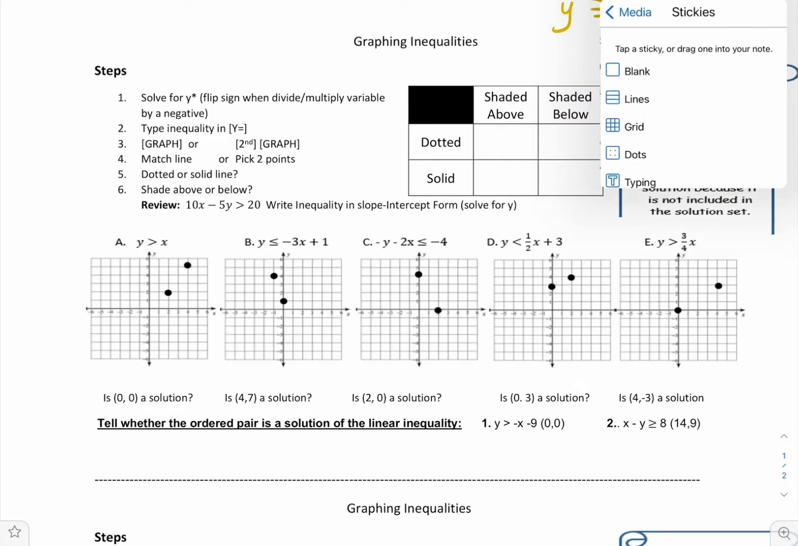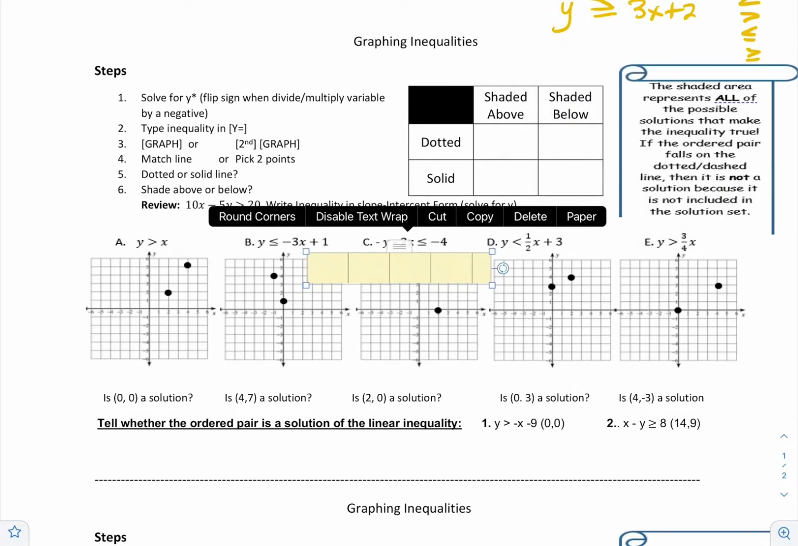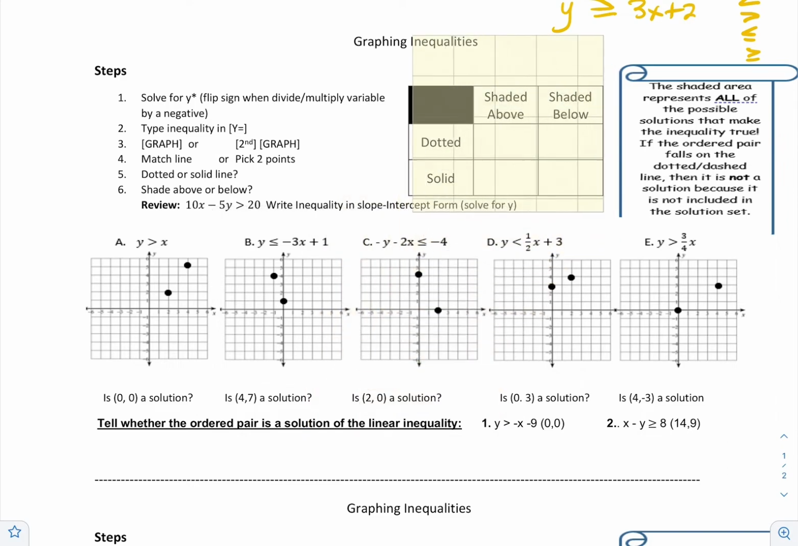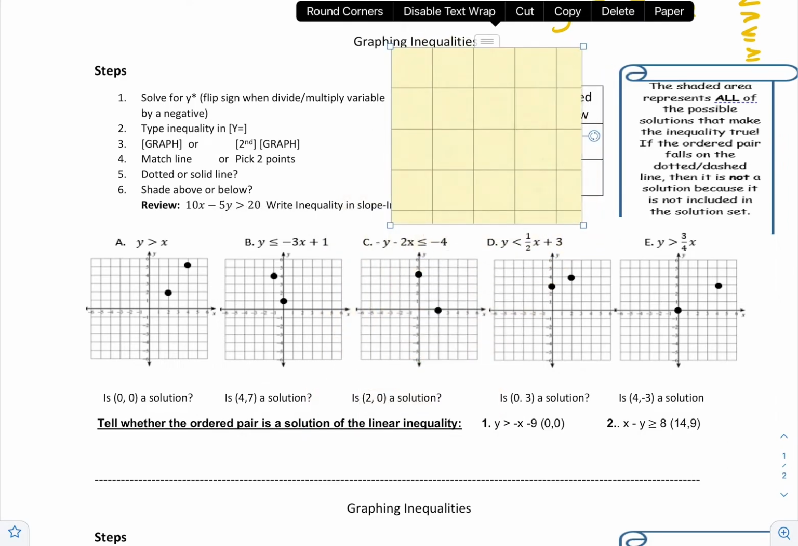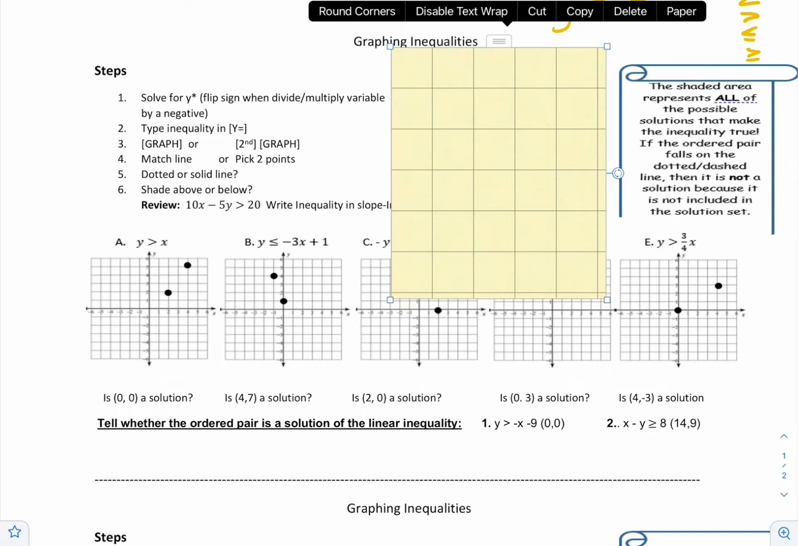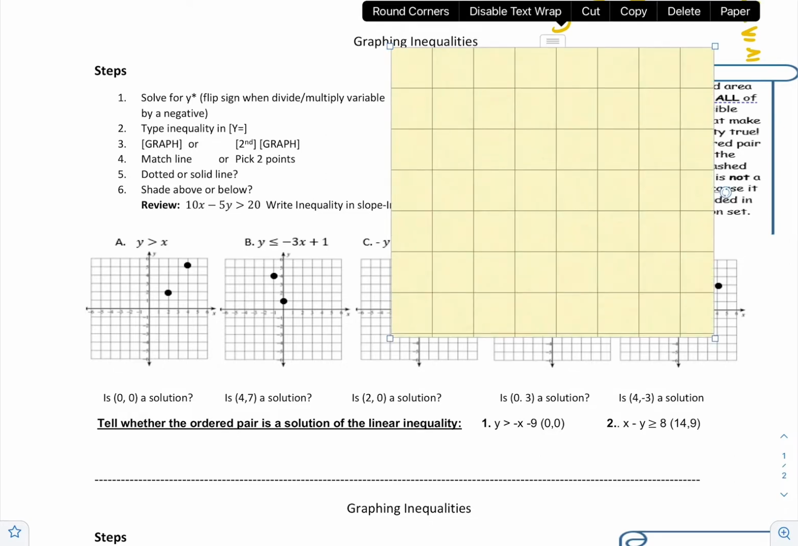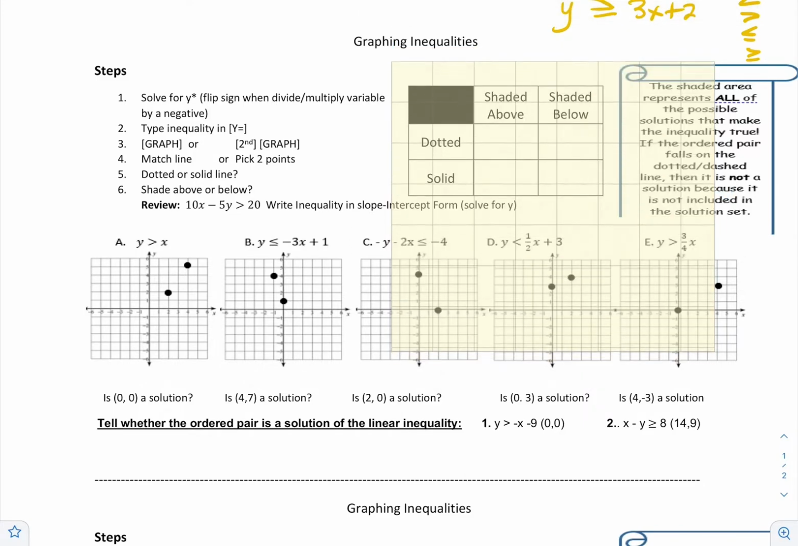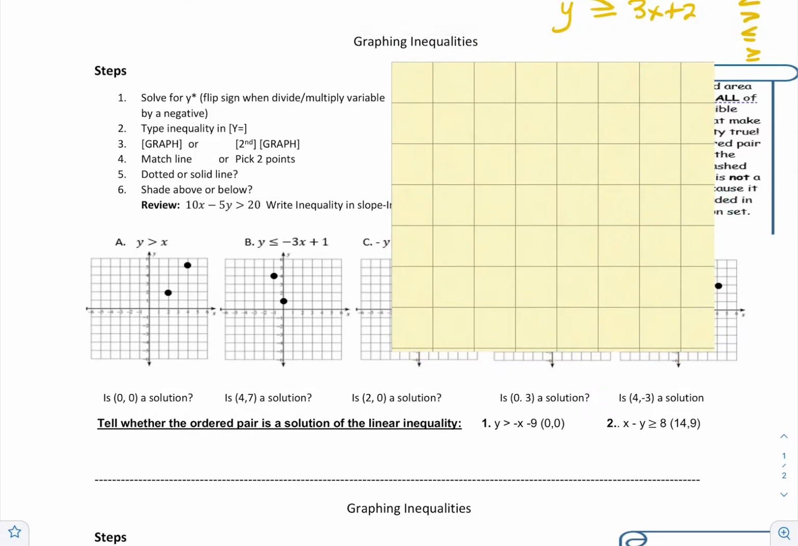I'm going to insert a sticky with the grid, so that we know what to do here. All right, so I'm going to make my X and Y axis. This is my Y axis here. This is my X axis. And I'm going to use a different color to plot the points.